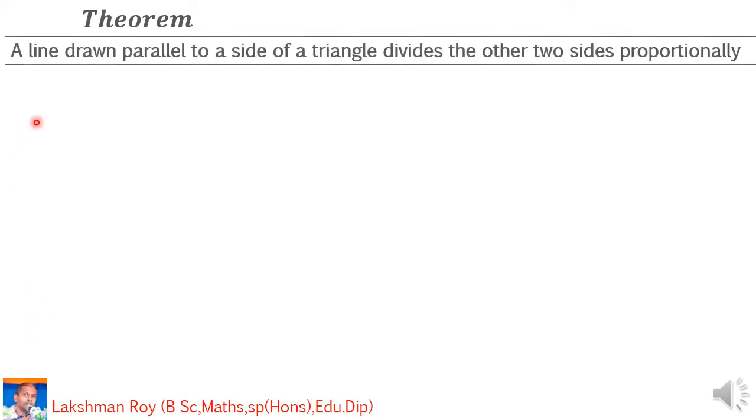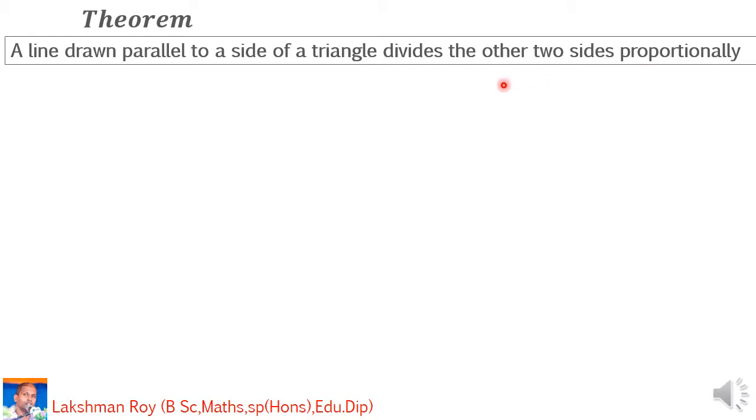Now we move to a theorem, right? So your lesson has a theorem. So see, this theorem says, student, right, important part: a line drawn parallel to a side of a triangle divides the other two sides proportionally, right? Proportionally, that means equal of two ratios, right?